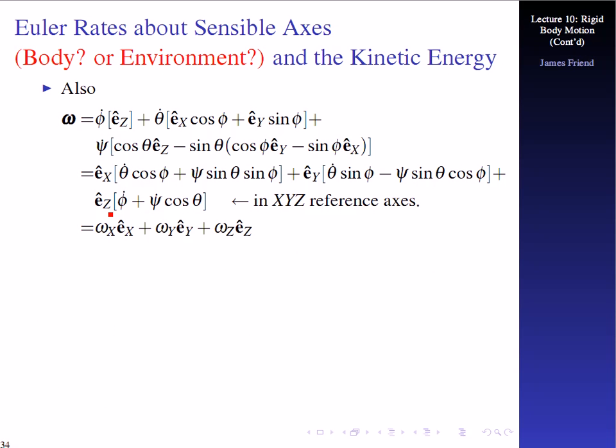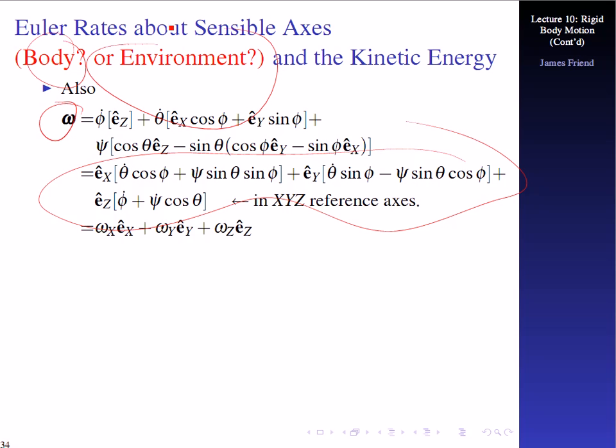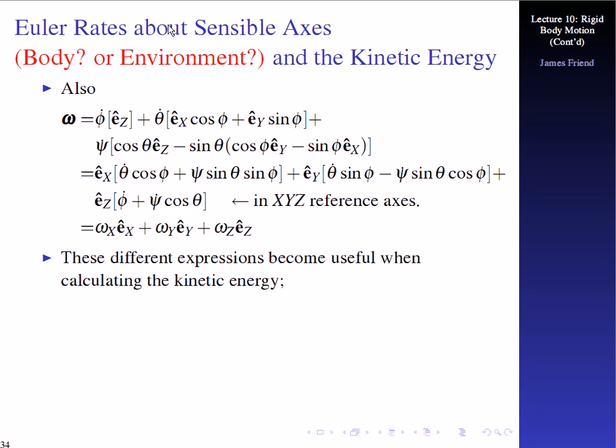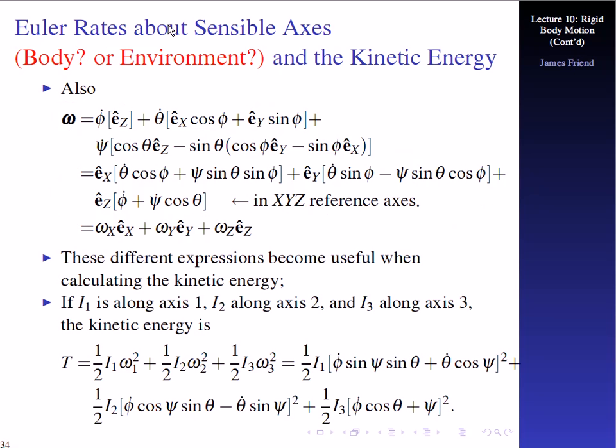We can write it in terms of the x, y, z, or the fixed reference axes as well. The expression is different because the coordinate axes are different, but the vector itself is exactly the same. If we choose the body, then we're talking about the 1, 2, 3. If we choose the environment, we're talking about the fixed coordinate system, the cap X, cap Y, cap Z reference axes, and that's given below.